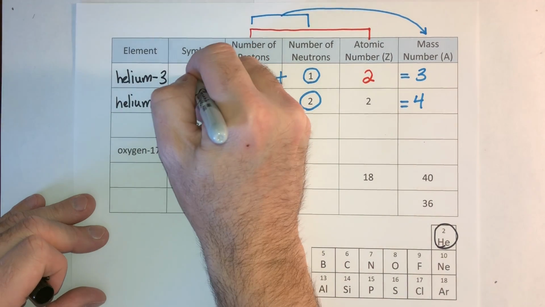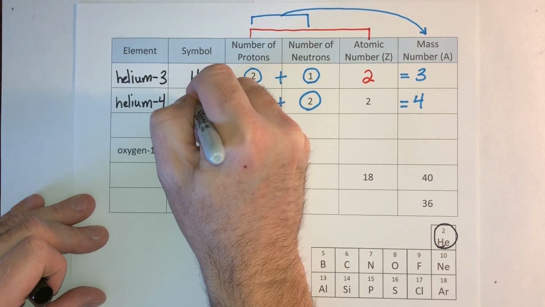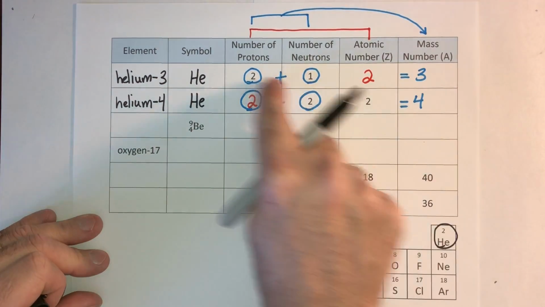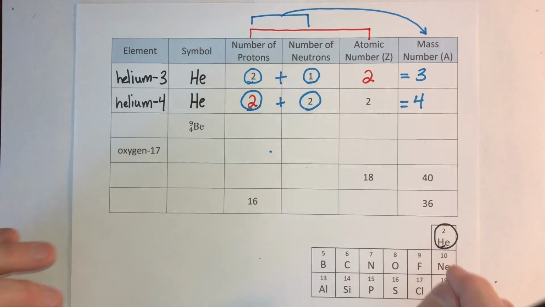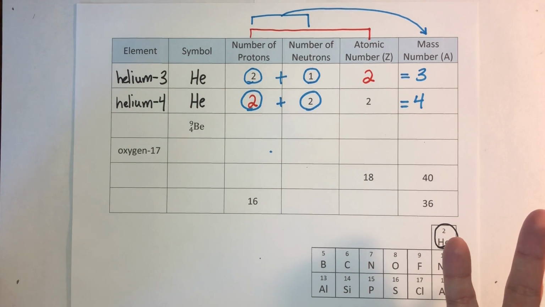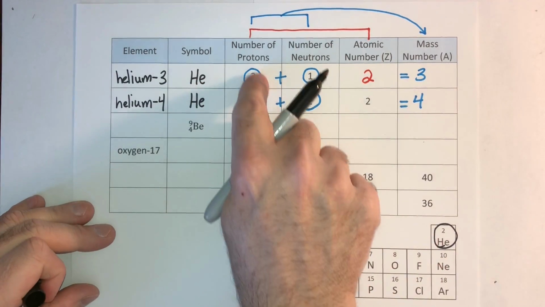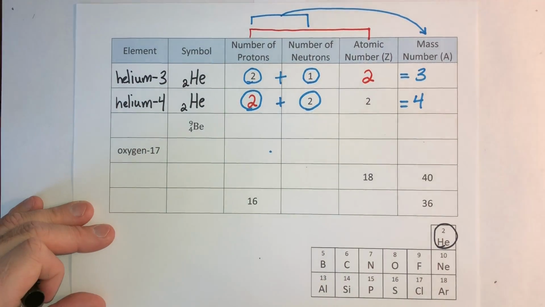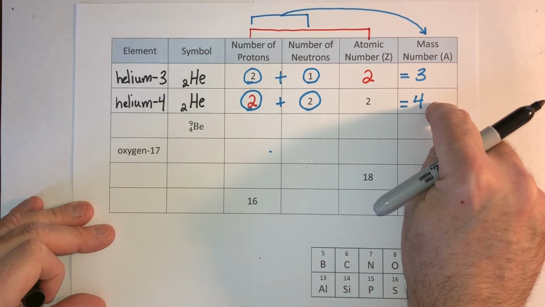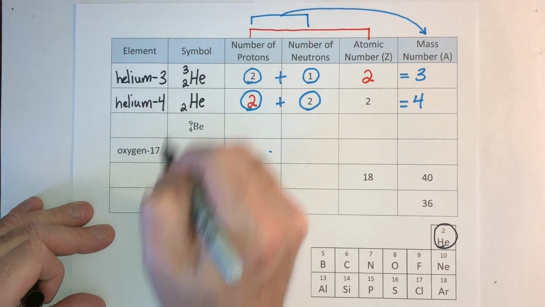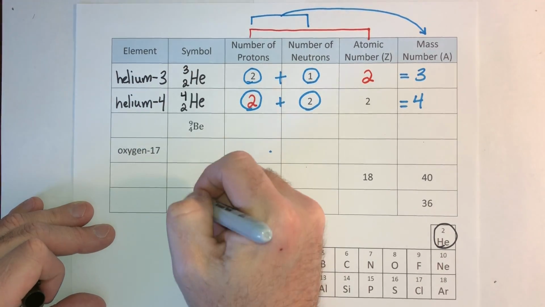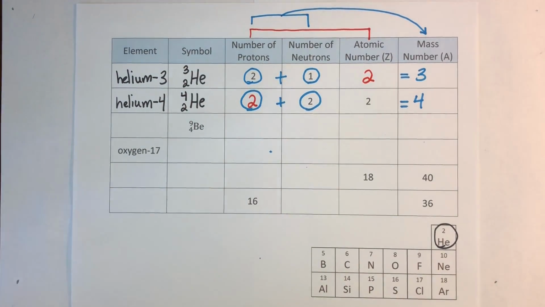And if we do our symbol, the symbol for helium is He, symbol for helium is He. And again, because I have slightly different information for the 2, I need to have slightly different symbols. So the atomic number for both is 2, so a little subscript 2. The mass numbers, though, are different. So this superscript would be a 3, because this is helium-3. This superscript would be 4, because that's a helium-4.